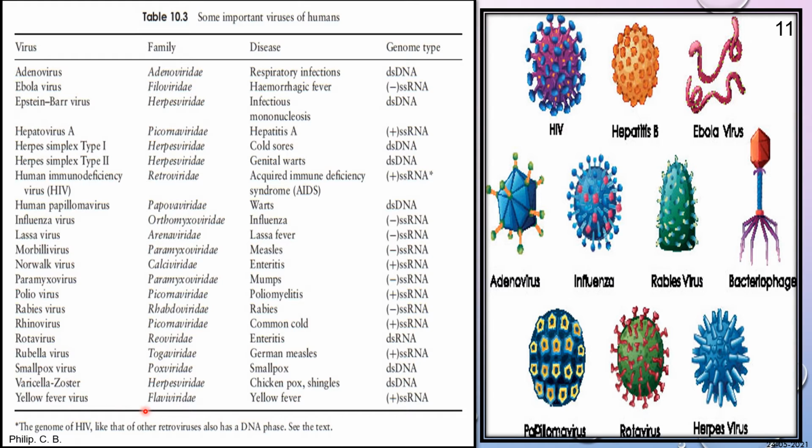Yellow fever virus, that is Flaviviridae, yellow fever, ssRNA. The genome of HIV, like that of other retroviruses, also has a DNA phase. Here again the images of HIV, hepatitis B, Ebola virus, adenovirus, influenza, rabies virus, bacteriophage, papillomavirus, rotavirus and herpes.